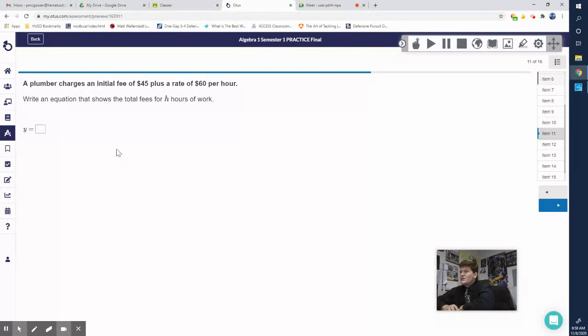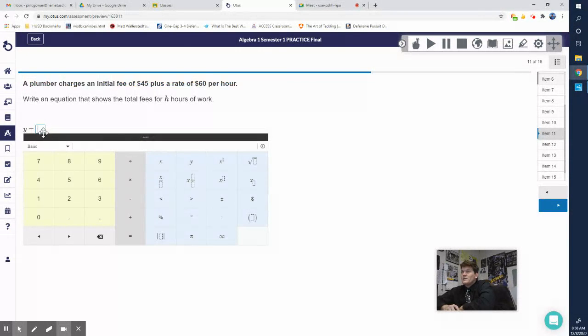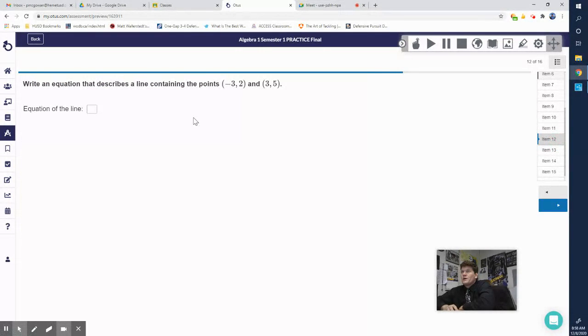This one's kind of a nicer one, guys. You might even recognize this one from earlier this semester, but you have an initial fee of 45 plus a rate of 60 per hour. Write that equation here. Number 12. You have ordered pairs again. This time it's not just looking for the slope, you're looking for the equation of the line. So you have to do a little bit more there than just find the slope.